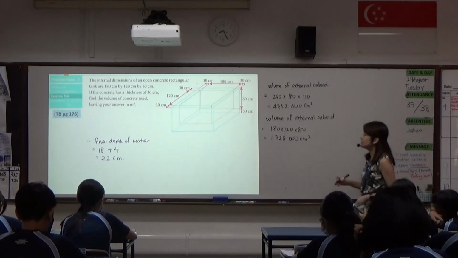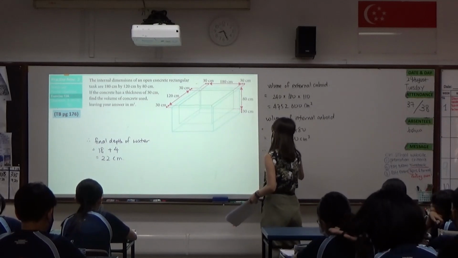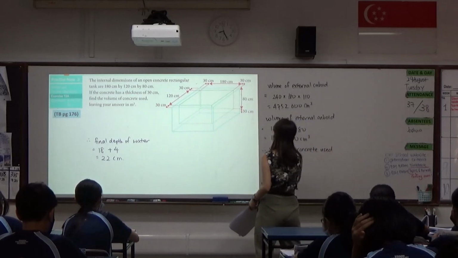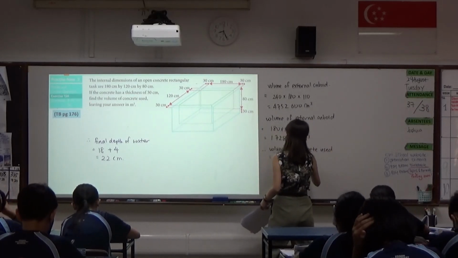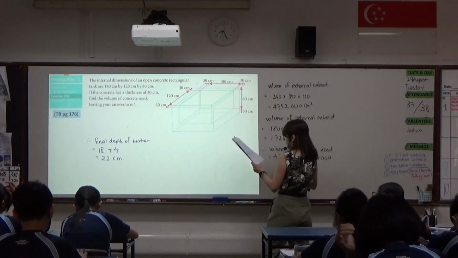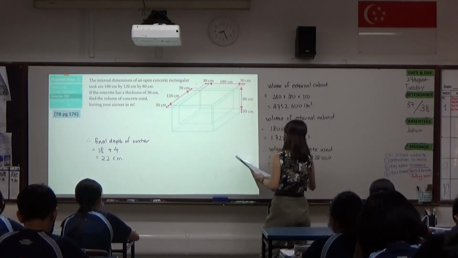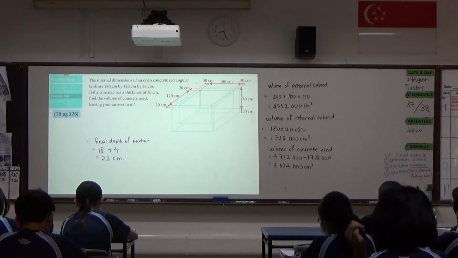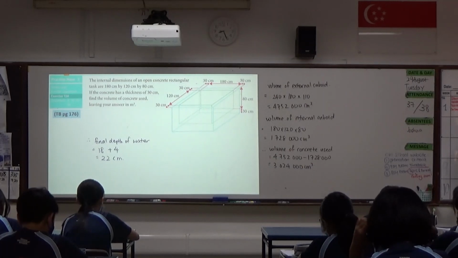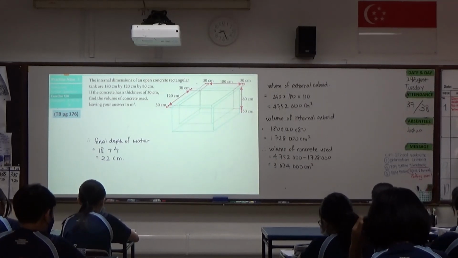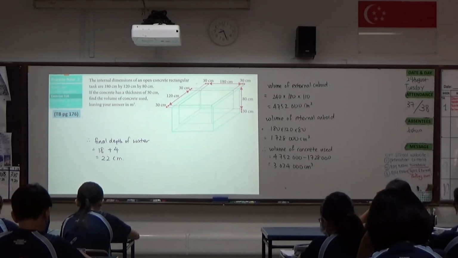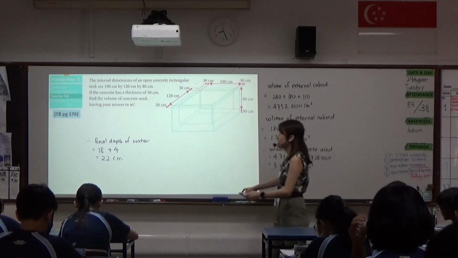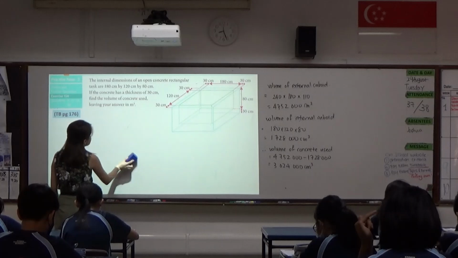Then we want to find the volume of concrete used. So we will take the difference. And we get 3,024,000 cm cube. Is that all to this question? Yes, see? Okay, so this question says change to meter cube, right? You want to give your answer in meter cube.